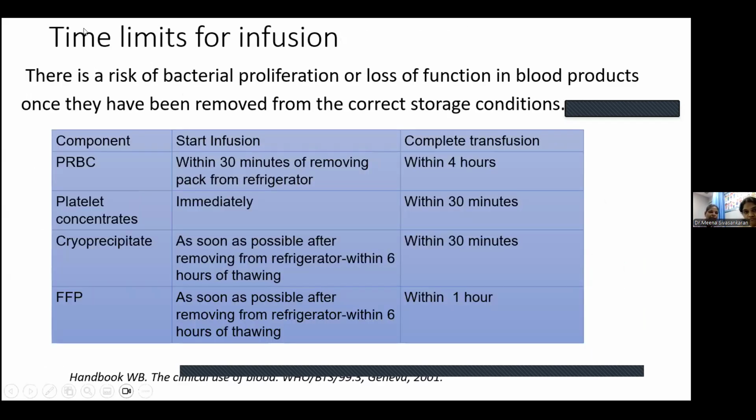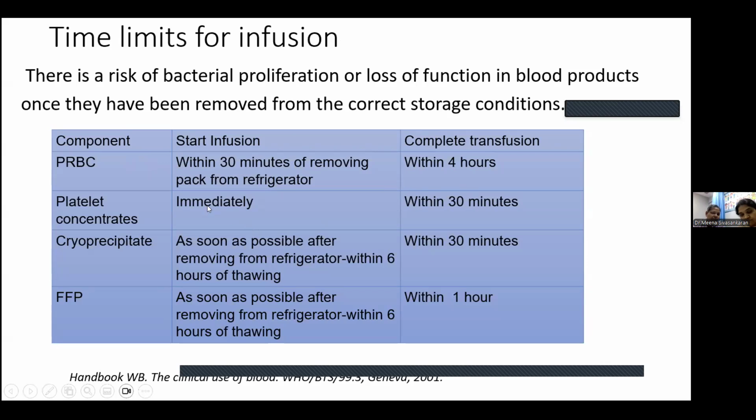The time limits for infusion. There is a risk of bacterial proliferation or loss of function in blood products once they have been removed from the correct storage conditions. We should transfuse the products according to the chart. In this chart, we can see the components. For PRBC, we should start the transfusion within 30 minutes of removing from the refrigerator. It should be completed within 4 hours, and not beyond 4 hours.